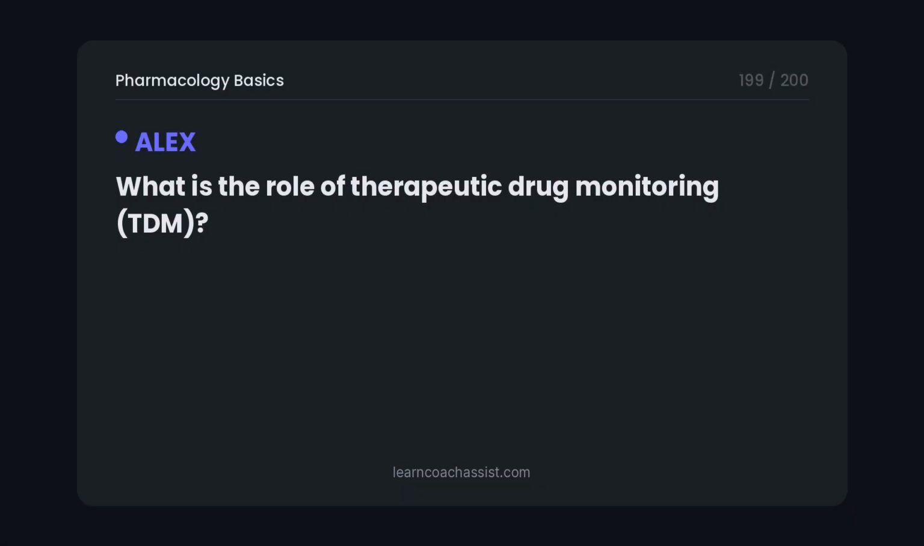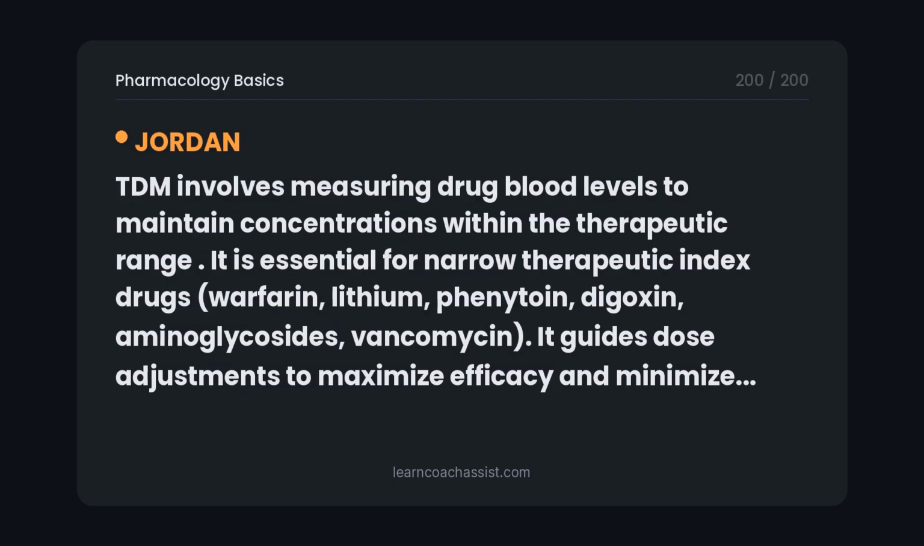What is the role of therapeutic drug monitoring, TDM? TDM involves measuring drug blood levels to maintain concentrations within the therapeutic range. It is essential for narrow therapeutic index drugs: warfarin, lithium, phenytoin, digoxin, aminoglycosides, vancomycin. It guides dose adjustments to maximize efficacy and minimize toxicity.